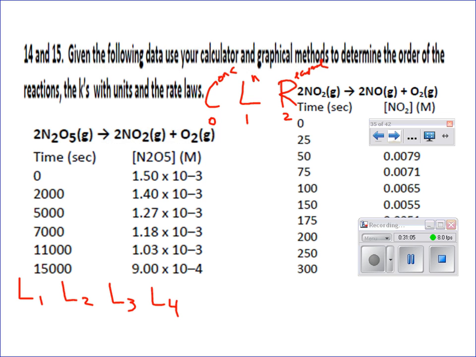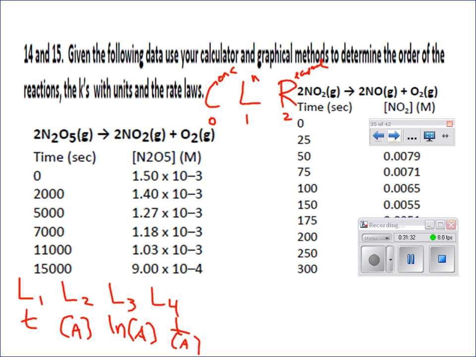So the fastest way to do this is in L1, you're going to put time. Always put time in L1 because that's always going to be your X value no matter what the order is. Okay, in L2, you're going to put just plain old concentration from your list. I'm going to teach you today how to do a batch transformation, and you're going to put natural log in L3 and reciprocal of concentration in L4.